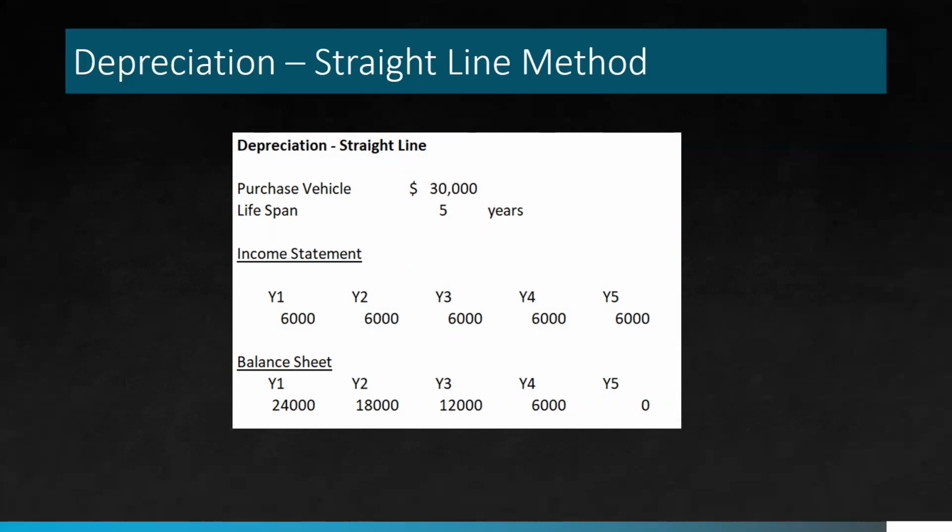And then on the balance sheet, there's property, plant, and equipment. Notice that year 1 starts out the highest, and then year 2 it decreases, and so forth, until the life of the vehicle is no longer in existence.